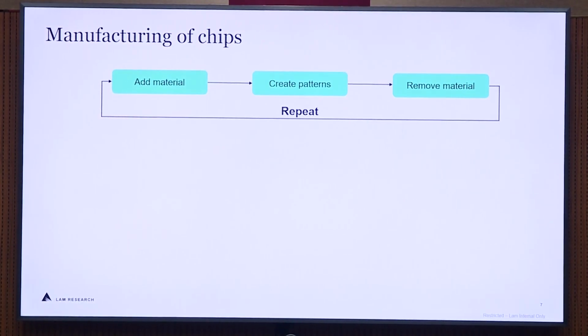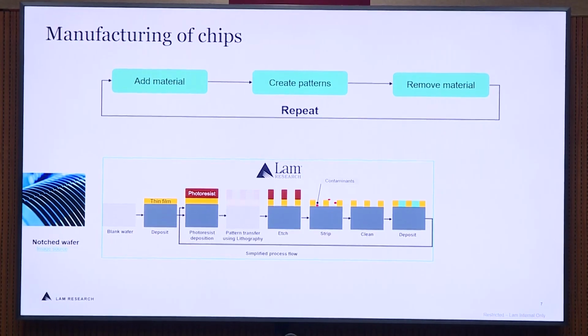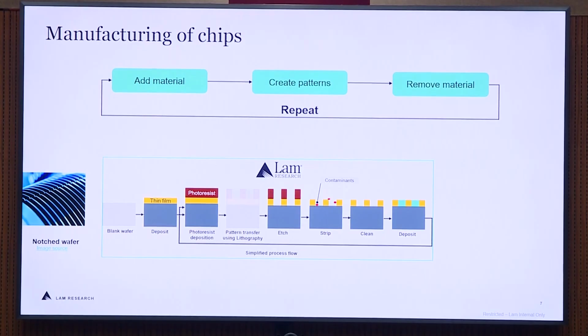And the manufacturing of this chip. Whoever works on microfluidics devices will find it very similar; microfluidics devices actually adapted some of these techniques for fabrication. So we add material, create a pattern for masking, remove material, and we repeat. First, a notched wafer comes into the fab. This is the portfolio of Lam. On the blank wafer, first we deposit the thin film, then photoresist.